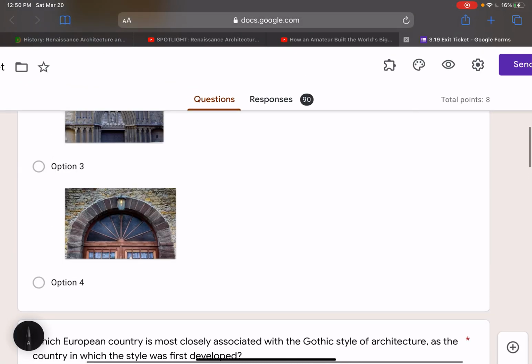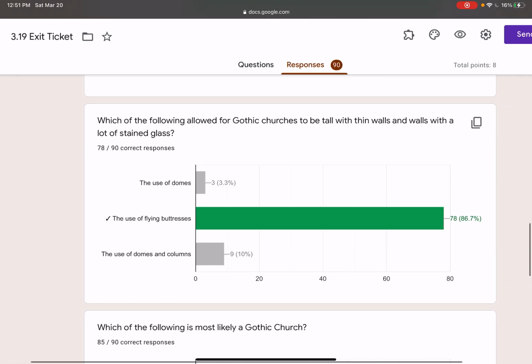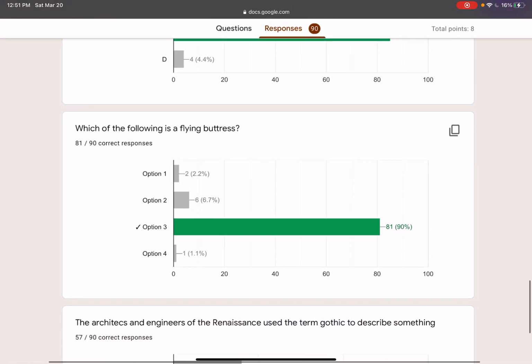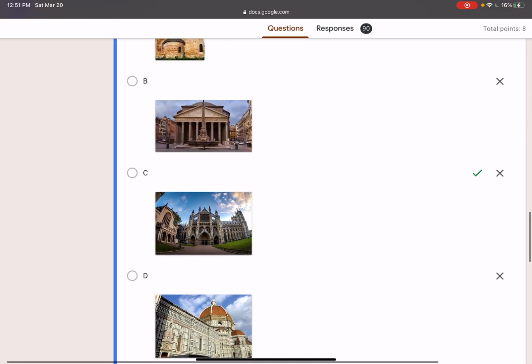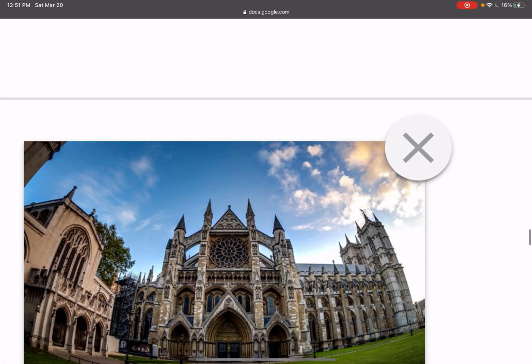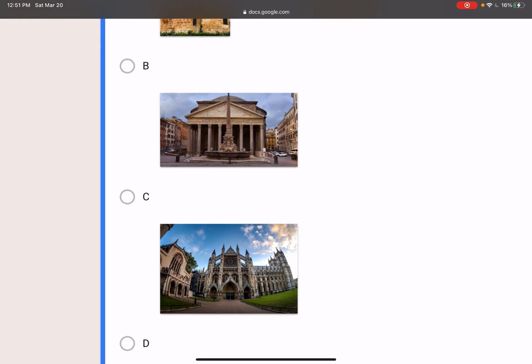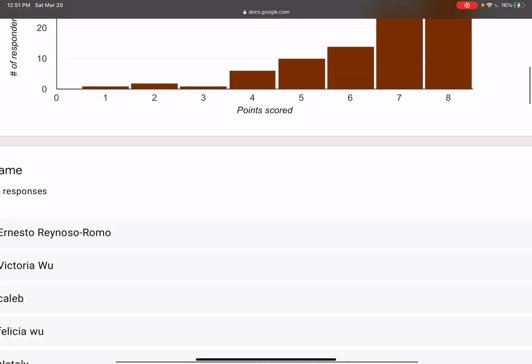Okay, let's look at the last questions. Which of the following is a flying buttress? And again, the flying buttress is this part. You see these things in the middle, the ones that are hanging on the side? That's the flying buttress. It allows for the church to be taller, but not necessarily have a wall on it, so that it can have more light. We'll talk about that in a second as well.